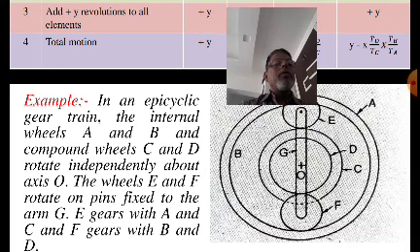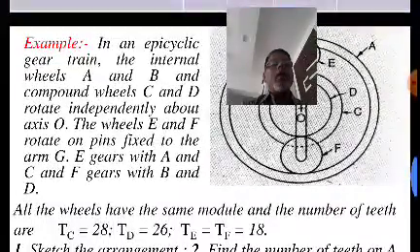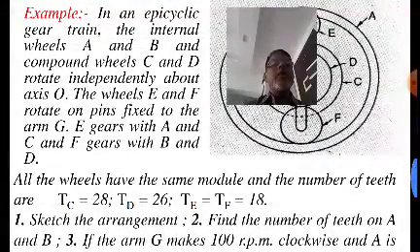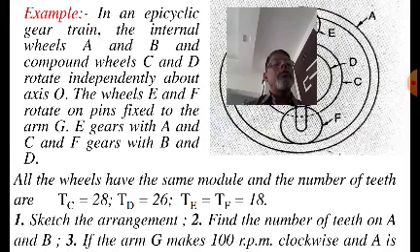The F gear meshes with the B and the D. You can see in this diagram. All the wheels have the same module and the number of teeth are given here. TC is equal to 28, TD is 26, TE equal to TF and that is 18.